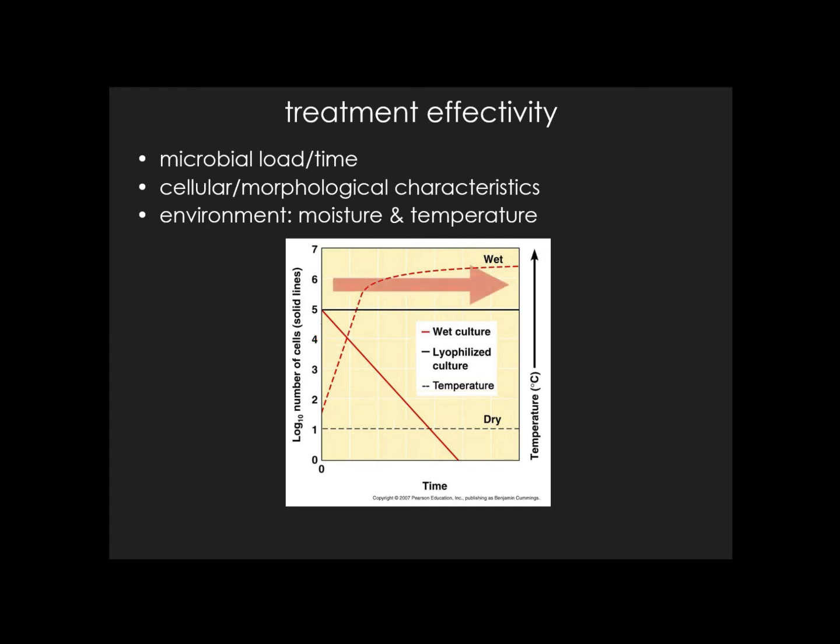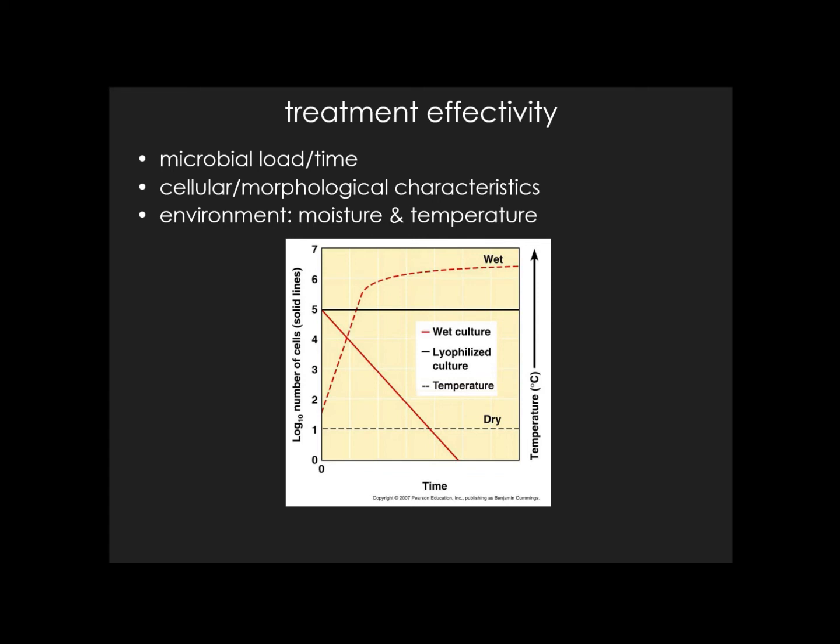Whereas the lyophilized culture doesn't change over time, no change in the cell number over time, which means that this is not a useful method of control for this dry or lyophilized culture. Now, in this particular experiment, it's temperature that's being applied to both the wet and the lyophilized or dry culture. And the reason that temperature doesn't work can be seen in the dotted lines. If you look at the red dotted line, the temperature of that wet culture very quickly increases and causes the death of the microorganisms, whereas in the lyophilized culture, notice the temperature does not change over time.